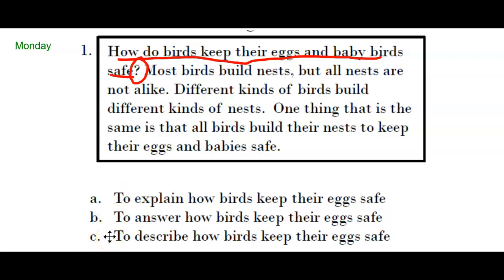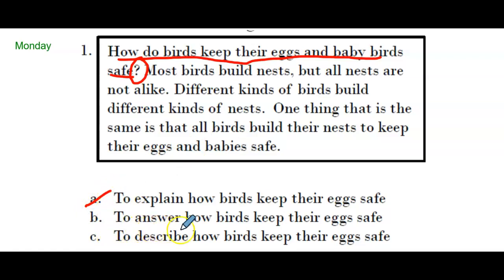But let's wait and read answer choice C. Then we'll slash the trash and pick the best answer last. C says to describe how birds keep their eggs safe. Well, it did kind of describe how birds keep their eggs safe with the different nests that they build. But what is the best answer, boys and girls? Is it A, to explain how birds keep their eggs safe? That's a good answer, but it's not the best answer. So let's slash the trash.